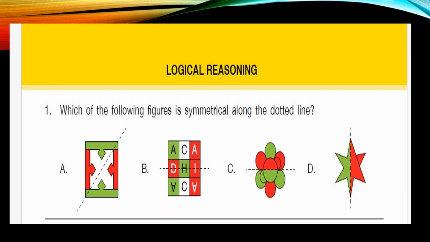Question number 1. Which of the following figures is symmetrical along the dotted line? Kids, a line that cuts a shape exactly in half is called a symmetrical line. So our answer is option B, because both sides of this line are the same.